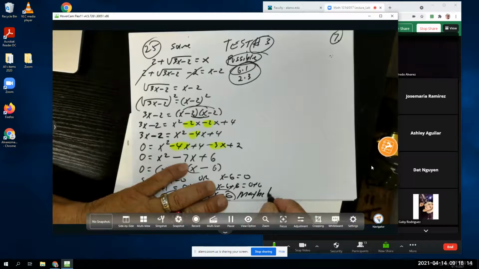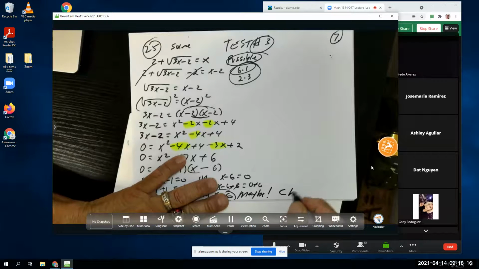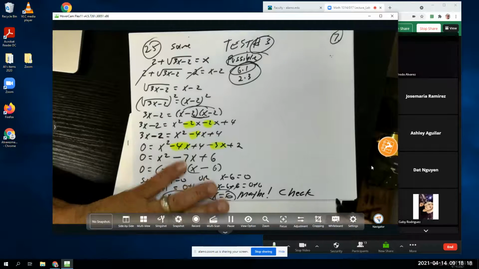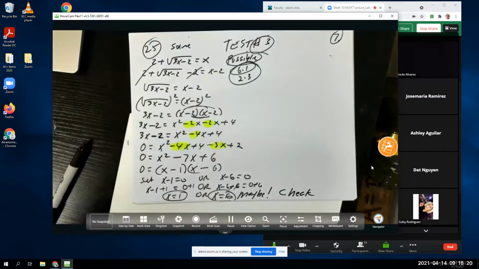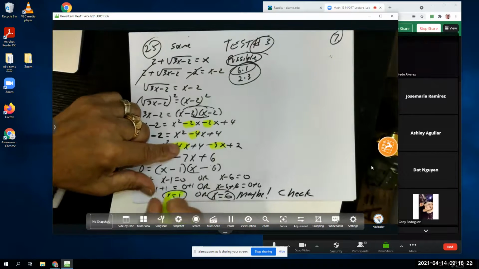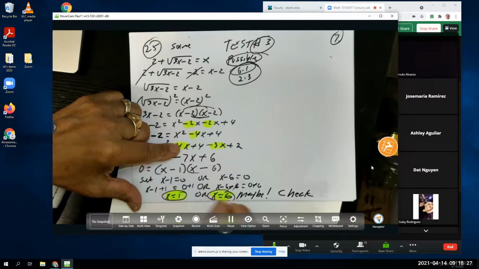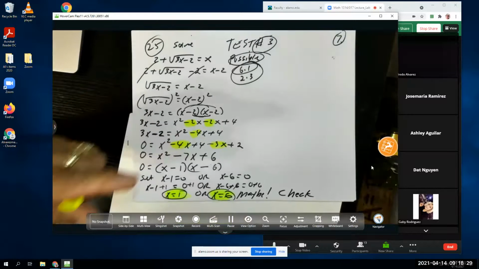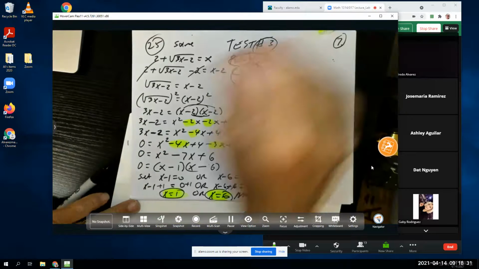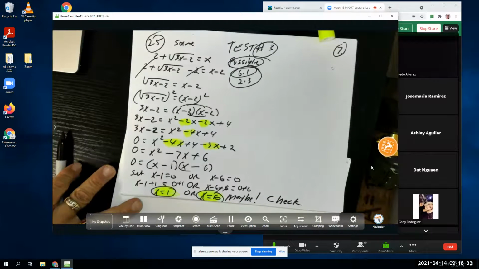Maybe is correct. I need to check, make sure I didn't get messed up, okay? So I got a positive 1, but I also have a positive 6. There's two answers that look pretty good. They look like they're right. Both of them look good. Okay? So you need to check this stuff, okay?